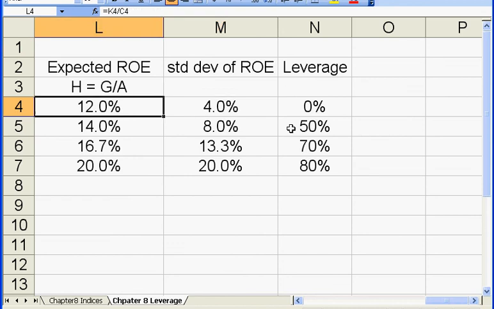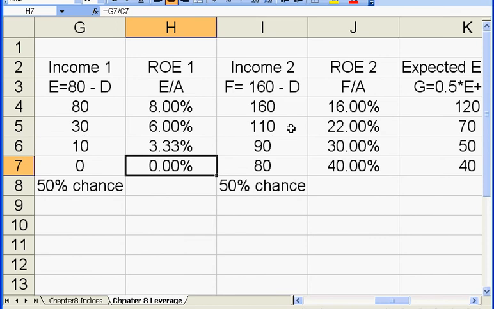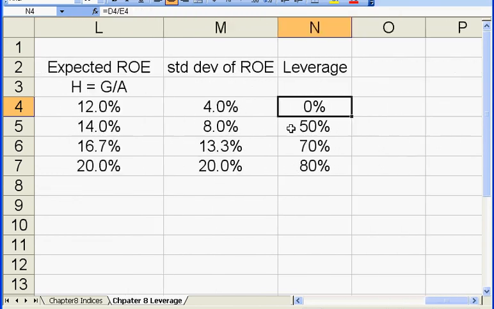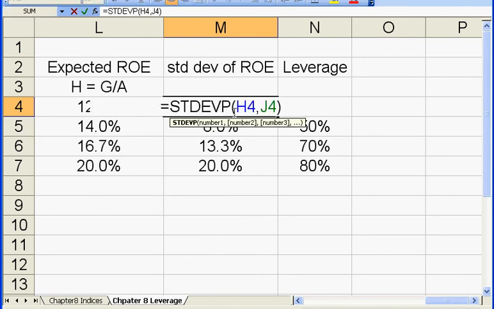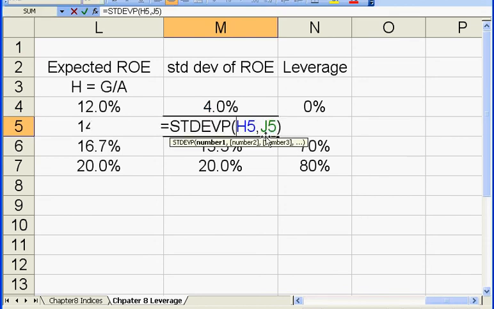Why is that? Because the numbers in column H, return on equity under scenario 1, and in column J, return on equity under scenario 2, are the two numbers for the whole population. These are the only two numbers I need to consider for the outcomes. So those two numbers constitute the population of my observation, and I calculated the standard deviation for them. Use this formula. If you don't have the P here, you are going to calculate the standard deviation for a sample, not for the full population.